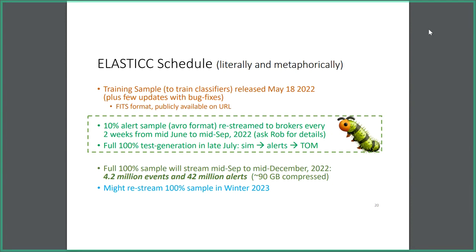So the idea is in mid-September, we plan to start streaming the full 100% sample. And that will continue essentially until Christmas, you know, mid-December this year. There will be a little over 4 million events and more than 40 million alerts streamed over that time. It's about 90 gigabytes compressed, so it will be several hundred gigabytes uncompressed. And depending on how things go, we might restream again in the winter of next year if people feel like they didn't have things debugged well enough and they want another chance. And that's all I have.